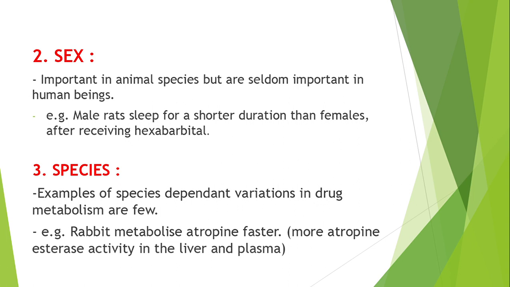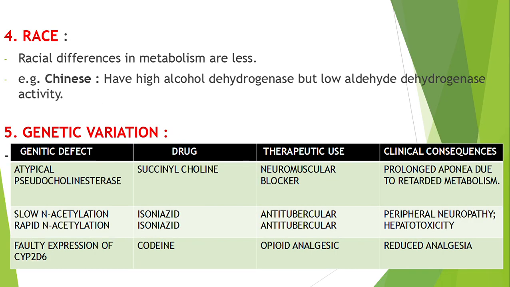Then species: examples of species-dependent variations in drug metabolism are few. For example, rabbits metabolize atropine faster, as there is more atropinesterase activity in the liver and plasma of rabbits. So rabbits metabolize atropine faster. Then the racial differences in metabolism are less. For example, Chinese have high alcohol dehydrogenase but low aldehyde dehydrogenase activity.